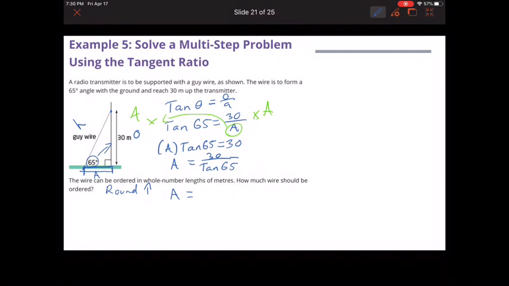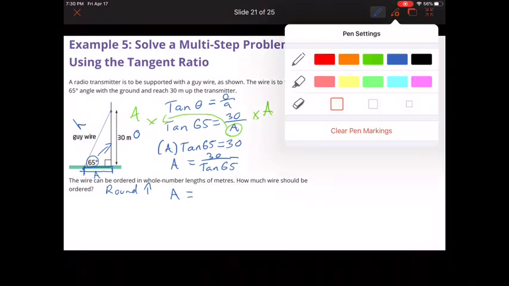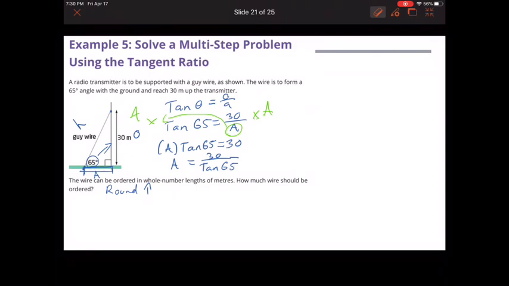So A equals 30 over tan 65. Actually, we're going to leave it like that, because we don't want to round at this point. So we're going to leave it just like that.